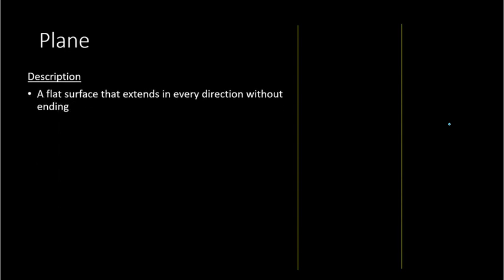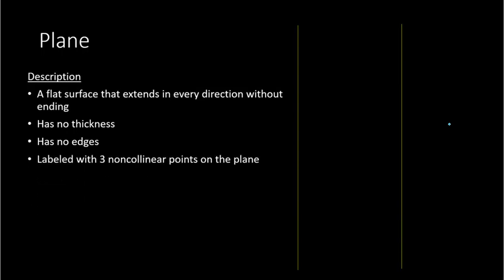Our third term is the term plane. A plane can be described as a flat surface that extends in every direction without ending. So just like a line goes forever in both directions, a plane goes forever in all directions. And a plane has no thickness, and because it keeps going forever in every direction, it also would have no edges. And the way we label a plane is with 3 non-collinear points on the plane. We'll explain the word non-collinear a little more in detail later, but it's the idea of points that are not on the same line.